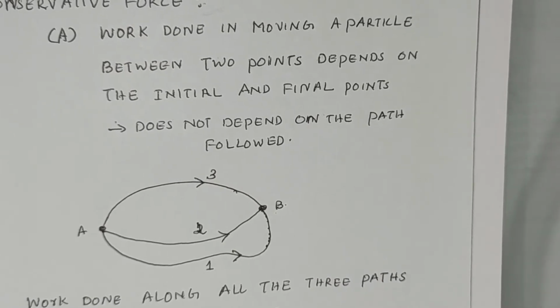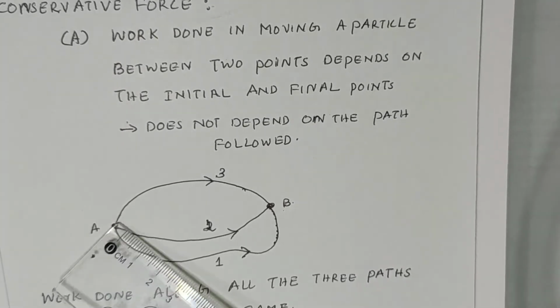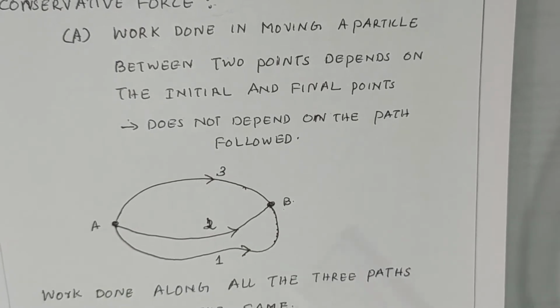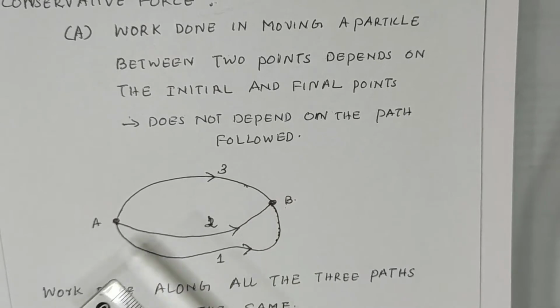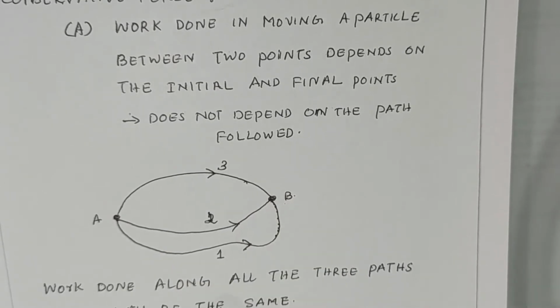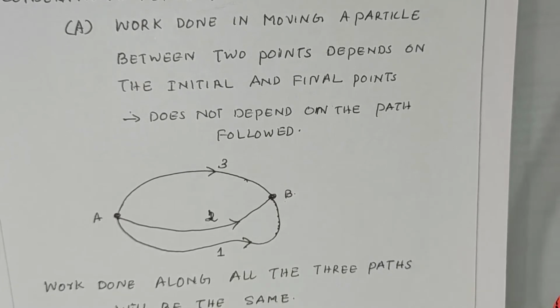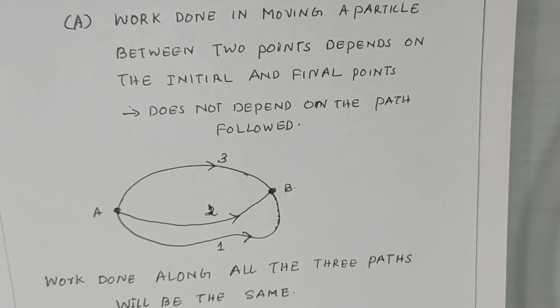If the work done by a force in moving a particle between 2 points, say the points A and B, is depending on only the initial and final points but does not depend on the path followed, then the force is called conservative force.